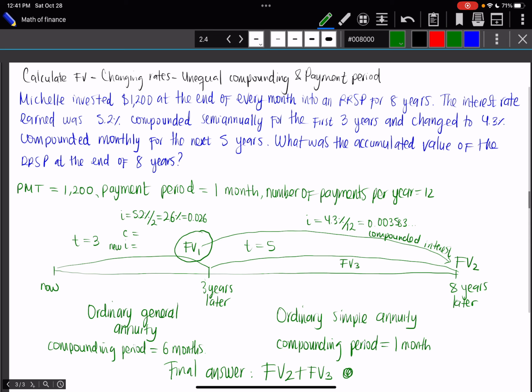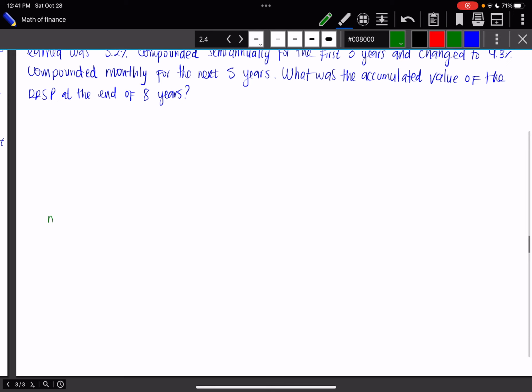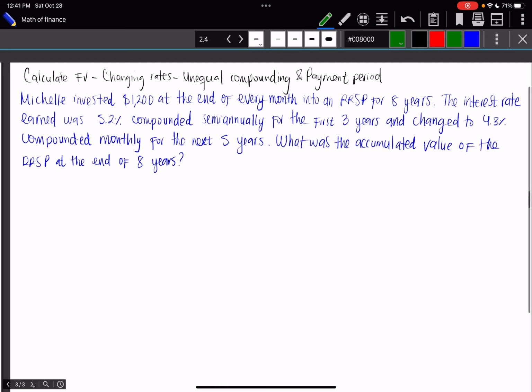So to find future value 1, we work with an ordinary general annuity. So let me erase here. I'm just going to select and then magically erase everything. Okay, so let's find future value 1. The term of the annuity is 3 years. For the first 3 years, those 3 years are the time of the annuity. The amount of the periodic payment is $1,200. The number of payments per year is 12. That was common to both time intervals.